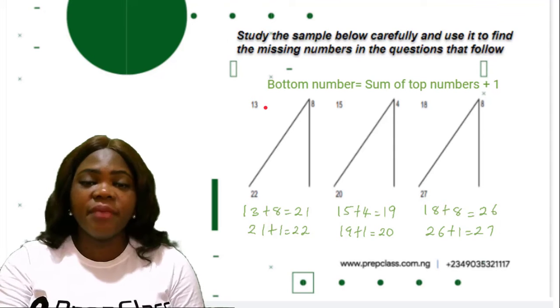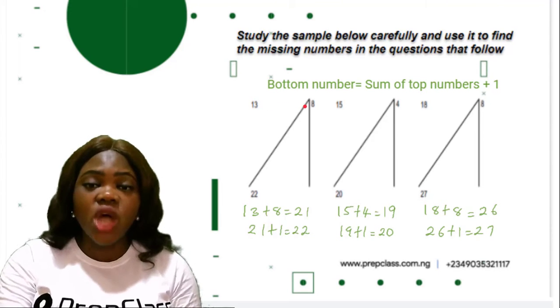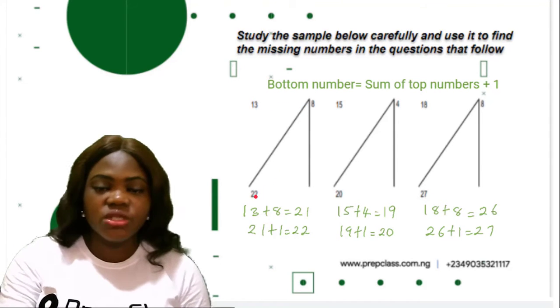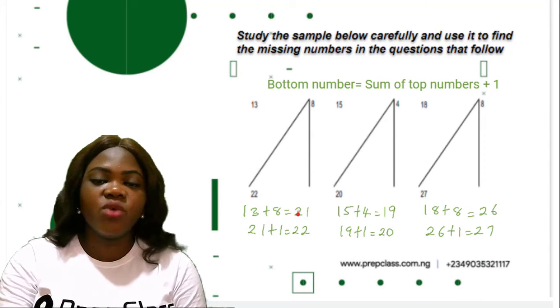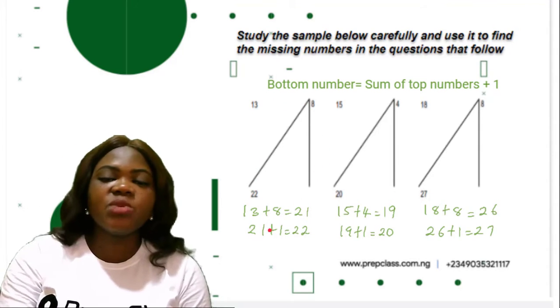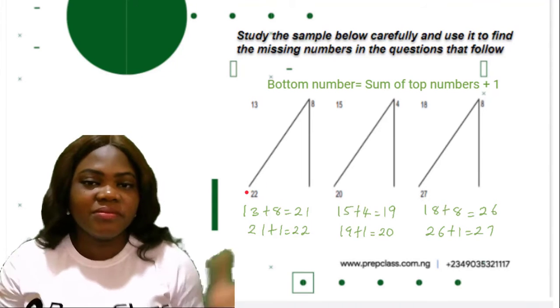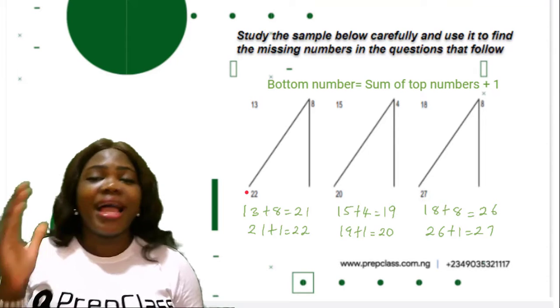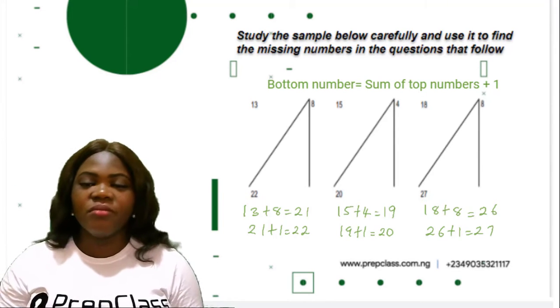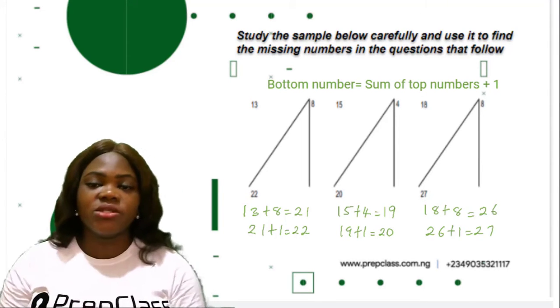In the first sample, 13 and 8 are the top numbers, while 22 is the bottom number. So 13 plus 8 is what? 21. Then 21 plus 1 is 22. So can you see that? All you have to do is to add the two top numbers and then add 1 to it to get the bottom number. Let's see if it works with the second and third samples.